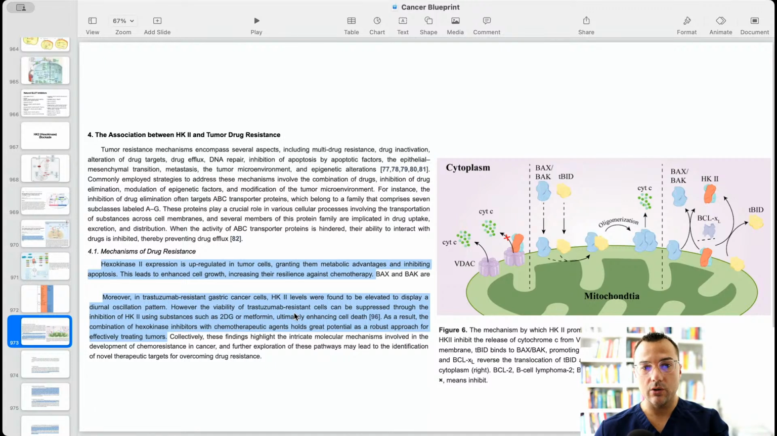And we're going to hit on these, okay? So don't worry about the actual particular substances. We're going to have a whole thing today on metformin, and then we'll talk about 2DG probably later this week, because it's such a big topic. But they were saying that when you use things like 2DG or metformin, that enhances cell death.